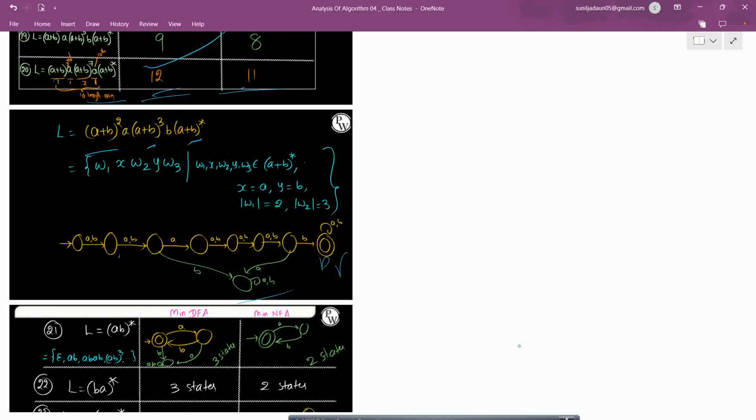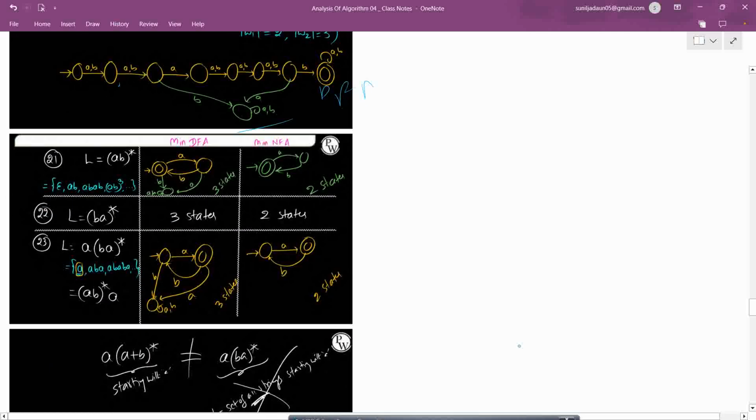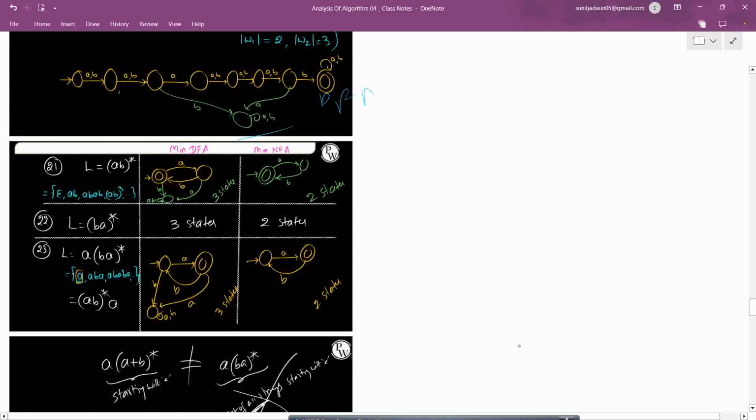Should be DFA. A, B asterisk, A and B. And no transition for the dead state.